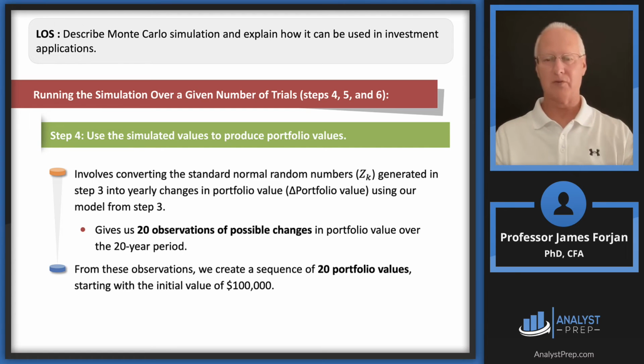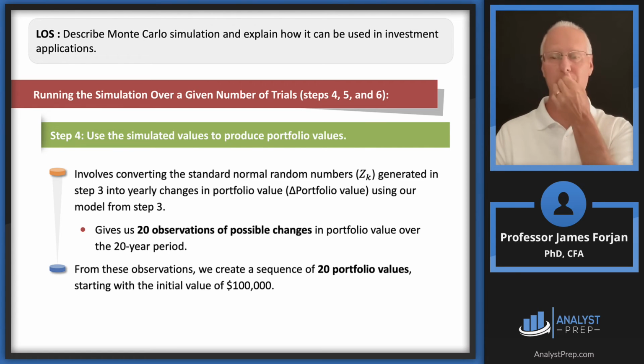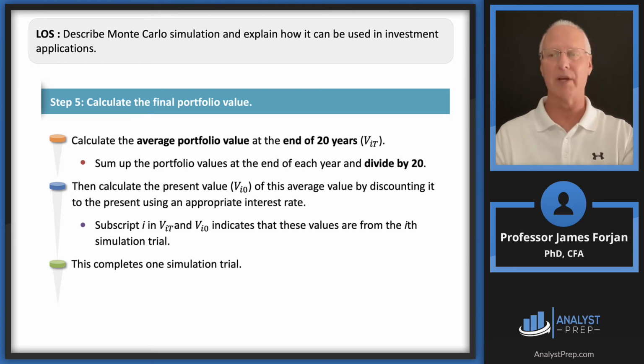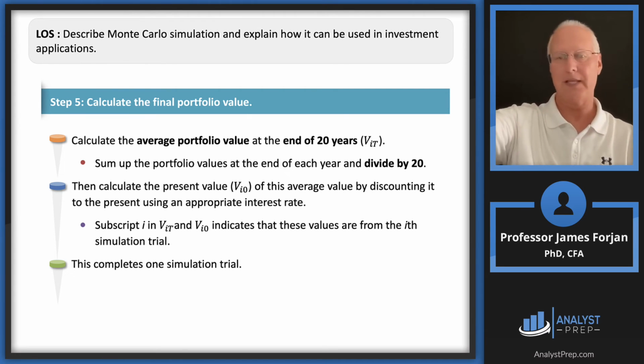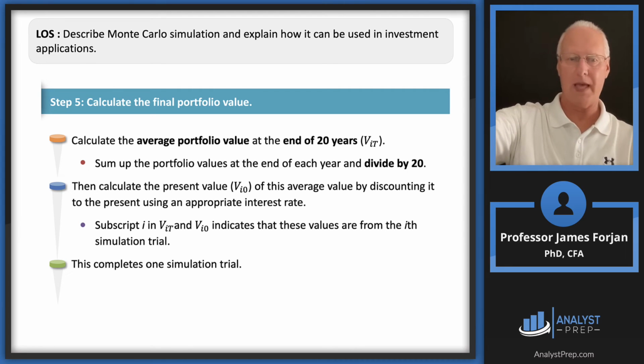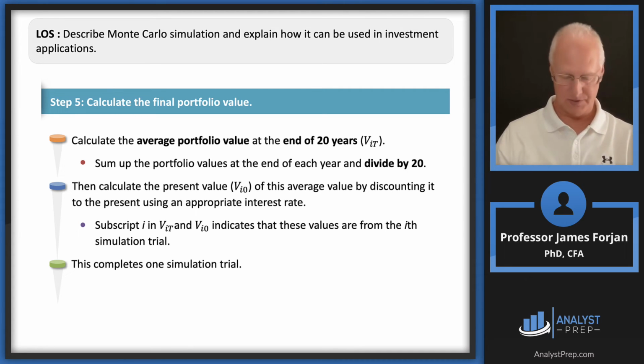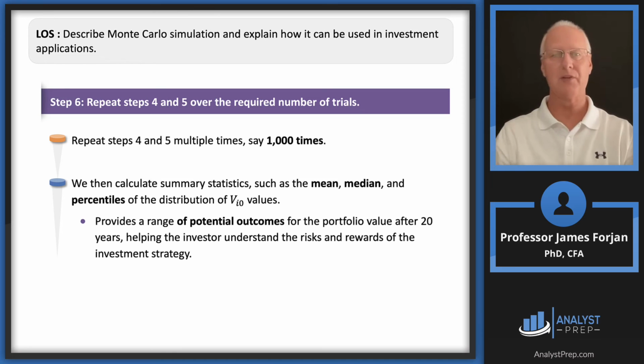From these observations, we create a sequence of 20 portfolio values, and then we take the average and divide by 20. So that gives us our 20 out there at the end, right? And then we're going to do this. Well, look at the bottom. That's one simulation. Then we're going to do this however many times we want.